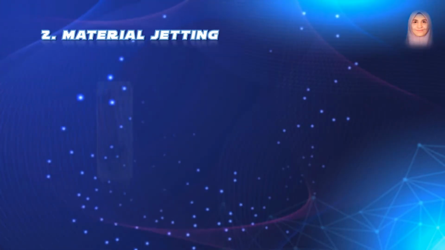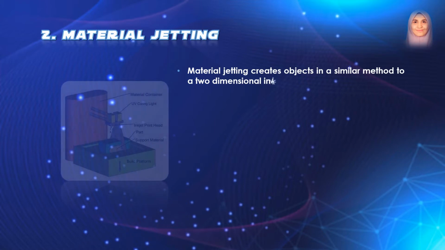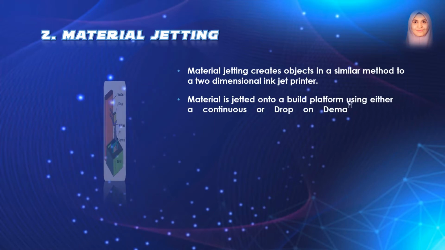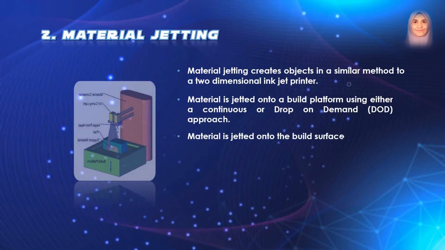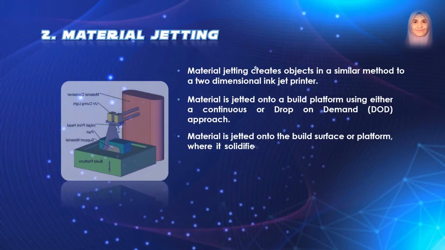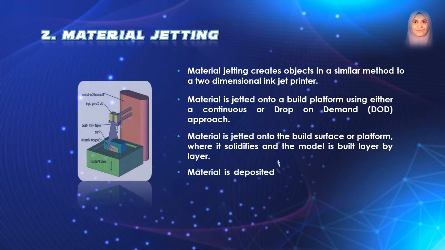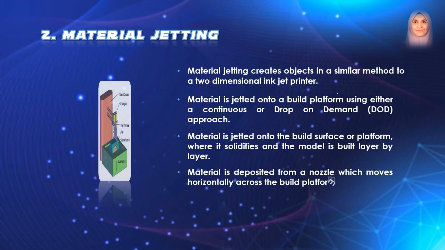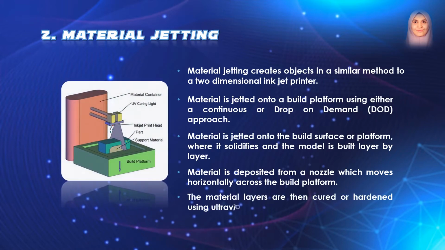Next, material jetting. Material jetting creates objects in a similar method to a two-dimensional inkjet printer. Material is jetted onto a build platform using either a continuous or drop-on-demand (DOD) approach. Material is jetted onto the build surface or platform where it solidifies and the model is built layer by layer. Material is deposited from a nozzle which moves horizontally across the build platform. The material layers are then cured or hardened using ultraviolet (UV) light.